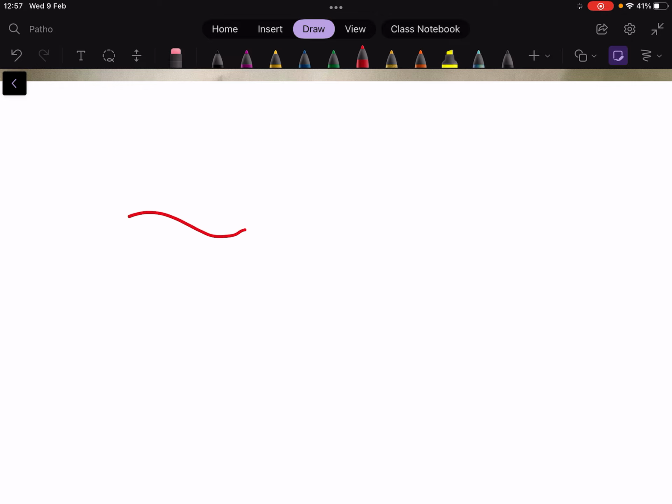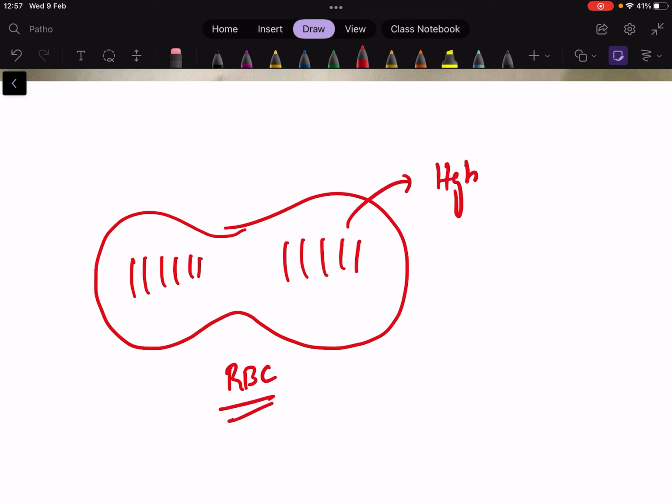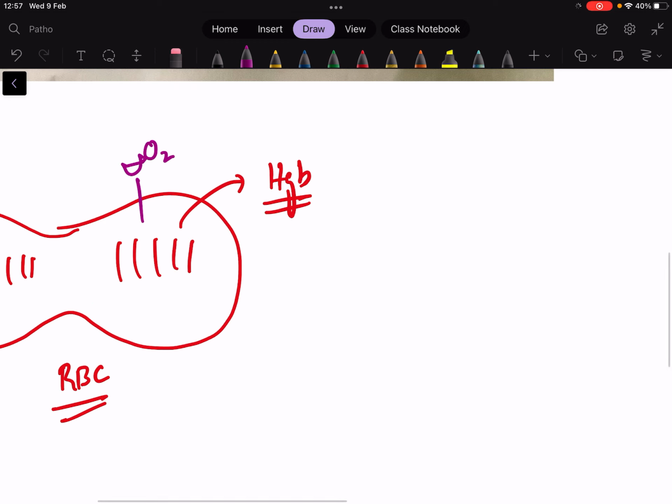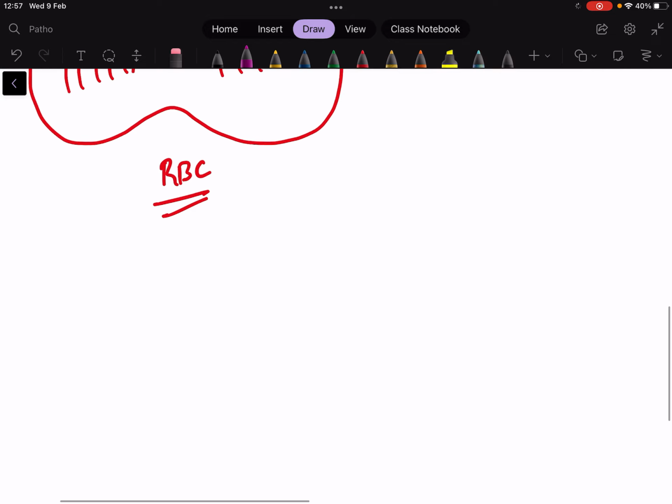So as you already know, this is your red blood cell, and inside the red blood cell we have a lot of hemoglobin. So this is RBC, and inside RBC we have hemoglobin. The basic function of hemoglobin is to carry oxygen. Okay, so the hemoglobin is divided into mainly two components. One is your heme and the other is your globin. So I will draw a basic structure of the hemoglobin so you can understand.